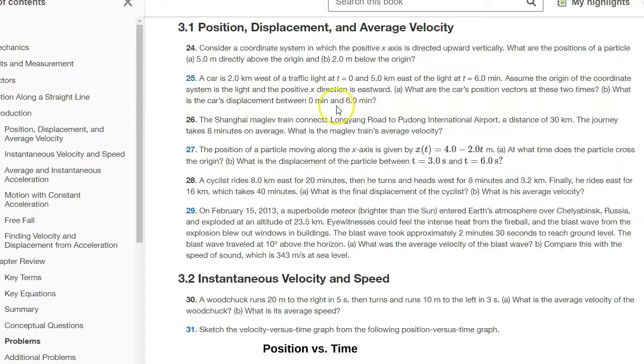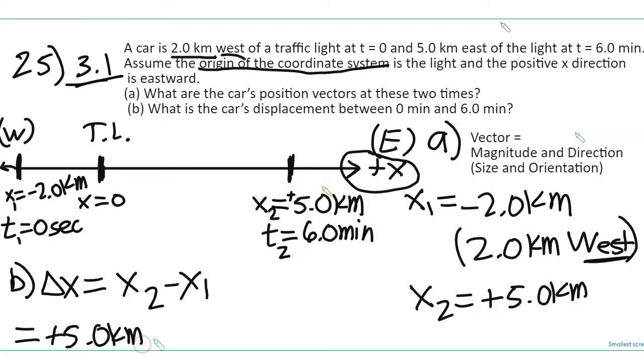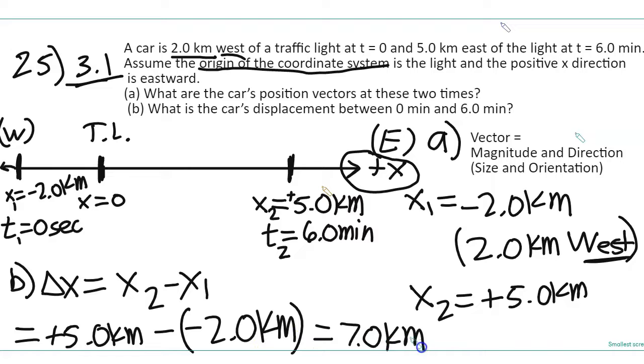Part B, what is the car's displacement between 0 and 6 minutes? Displacement we know to be delta x, and that's going to be x2 minus x1. Now notice x2 is positive 5.0 kilometers, and then x1 is negative 2.0 kilometers. Notice we've got minus a negative, which is a positive. So that's going to be 5 plus 2 kilometers, sorry, 7.0 kilometers, 2 significant digits.